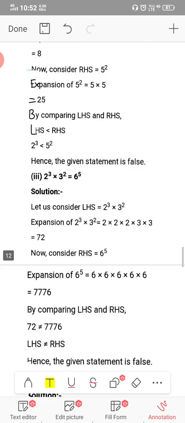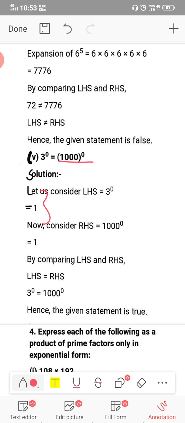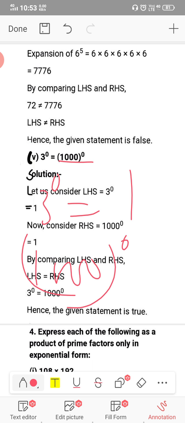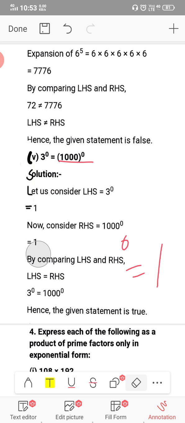Now moving on to the next part, we are having 3 to the power 0 and 1000 to the power 0. As I told you earlier, if any algebraic function or any term or any digit number is having its power 0, that means its value is equal to 1. So 3 to the power 0 is equal to 1 and 1000 to the power 0 is also equal to 1. That means yes, the statement is true and the values of both the functions are the same.